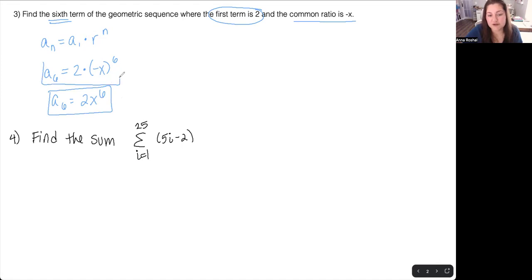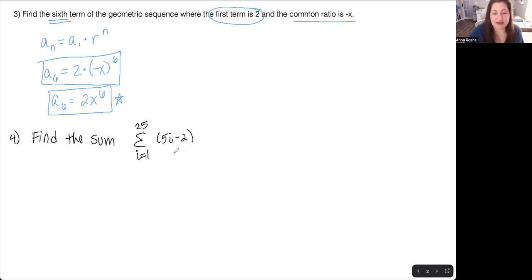If your teacher accepts this, I would probably not. I would want it more simplified in this fashion. I think I have seen some teachers accept this type of answer as well. Okay, so now we're looking for the sum of these numbers.